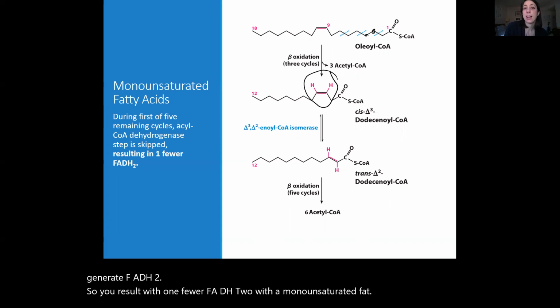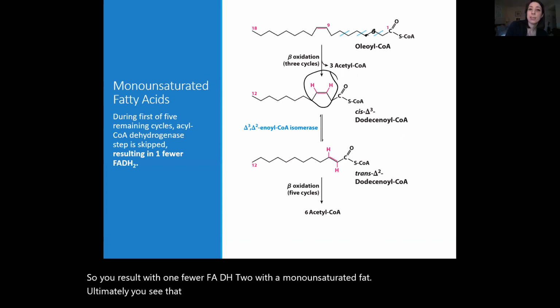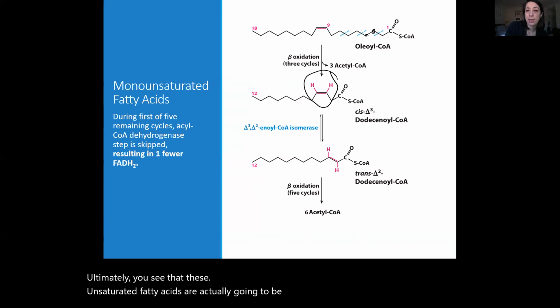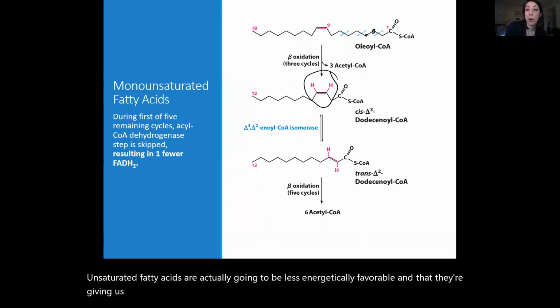Ultimately you see that these unsaturated fatty acids are actually going to be less energetically favorable, and that they're giving us less ATP in the long run.